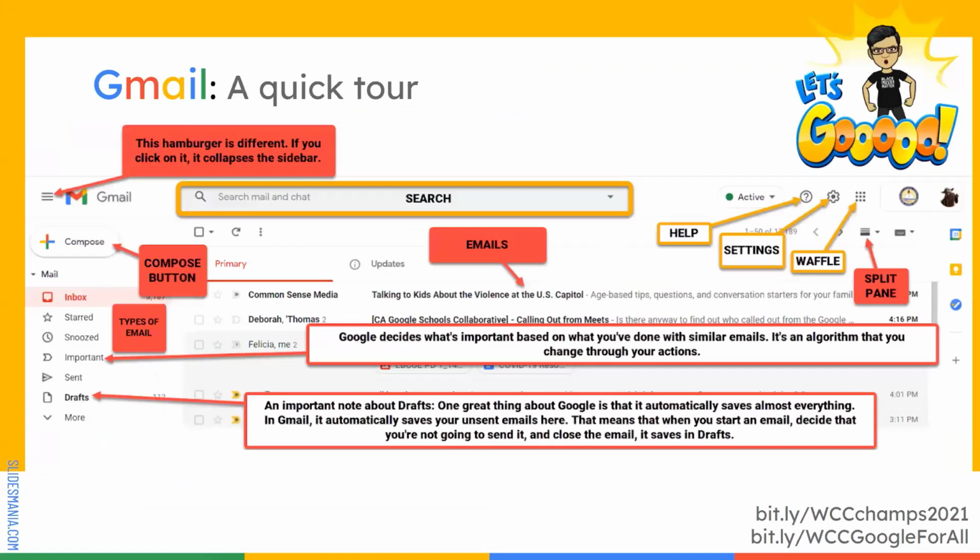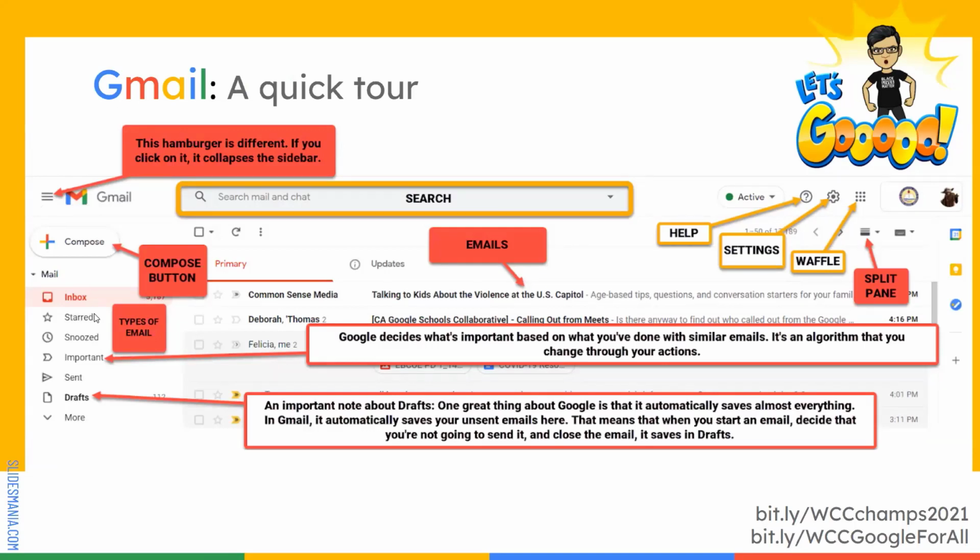All right, so I'm going to give you a very quick tour of what the Gmail screen looks like. Okay, so here's a hamburger. I will tell you in Gmail that the hamburger is different, and I will show you that in just a moment. There's a search bar. There's the help, with the question mark. There's settings. There's the waffle. Okay, and basically down the left side, you see a nice little menu. Those are the types of email. So everything goes into your inbox, basically, but these are like other ways of marking them.